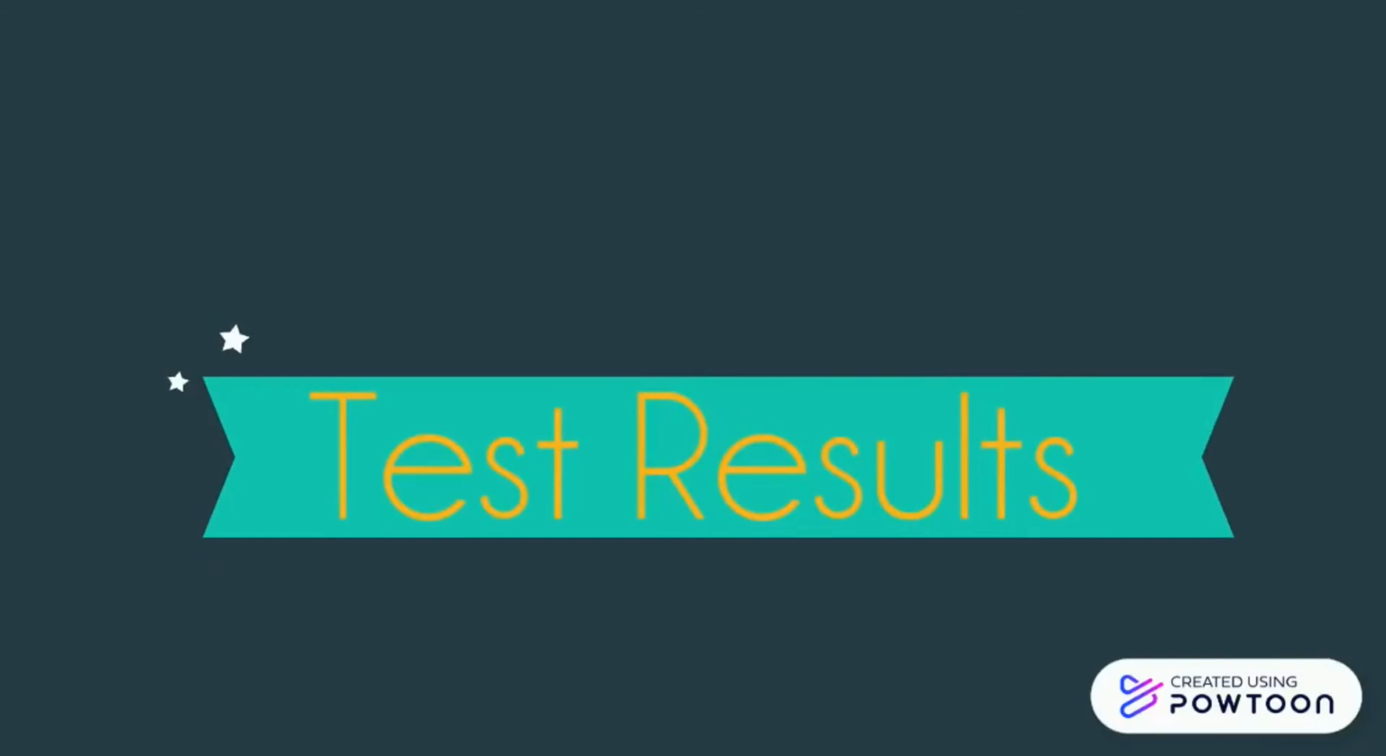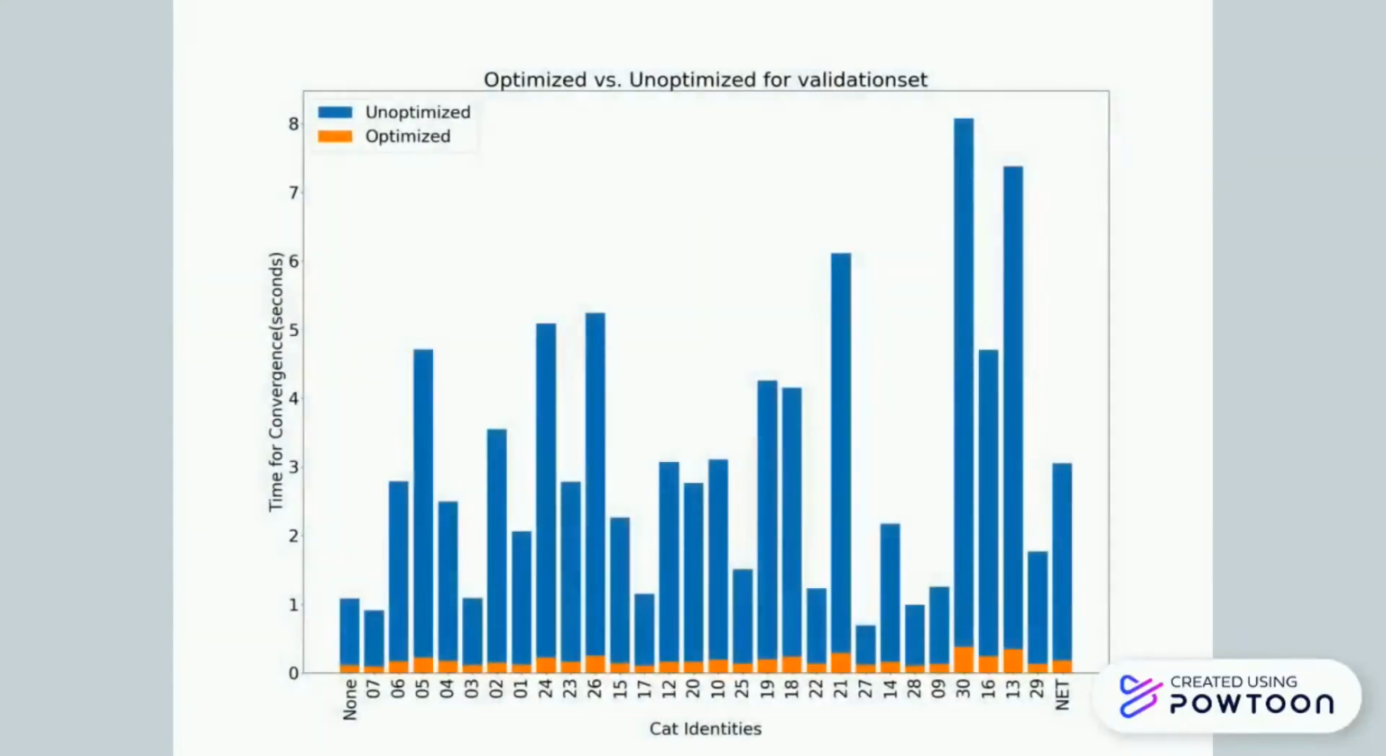Now let's look at the test results. In this graph, the x-axis is the number of distinct cats registered to the dataset. Y-axis is the time for convergence in seconds. While the blue bars represent the unoptimized case, the orange ones represent the optimized case. This graph shows the effectiveness of optimization. The execution time has reduced significantly since the database is no longer clustered.